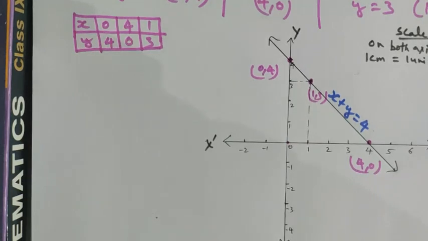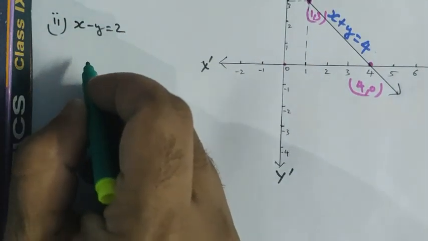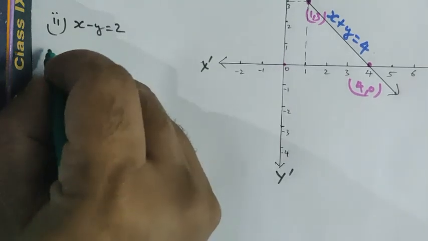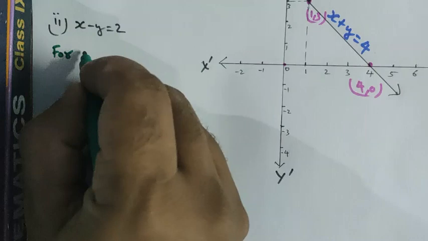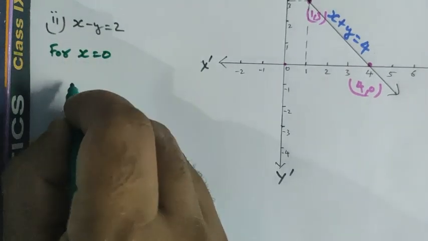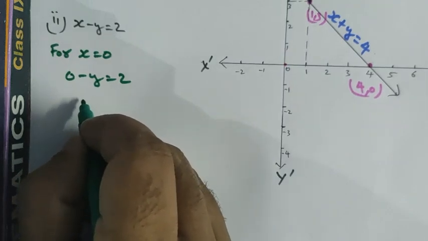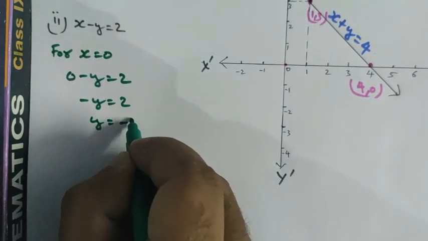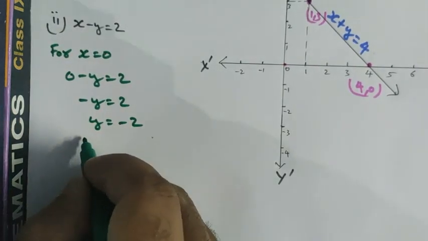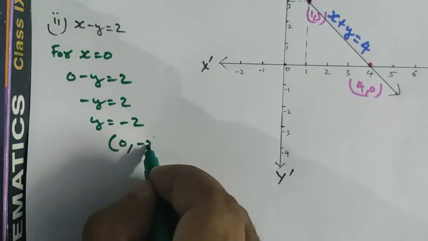Now we come to the second part of the question. Similarly in the second part, x minus y equals to 2, we will first of all calculate the 3 solution pairs. So for x equals to 0, 0 minus y equals to 2, that is minus y equals to 2, y equals to minus 2. So first pair will be, for x equals to 0, y equals to minus 2.